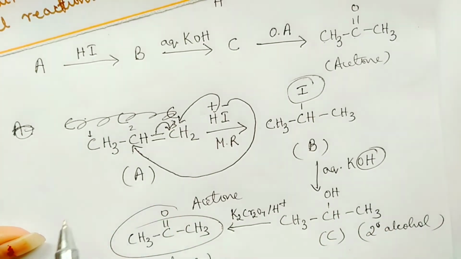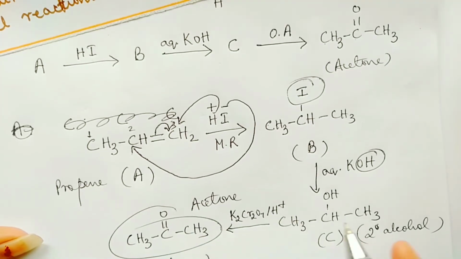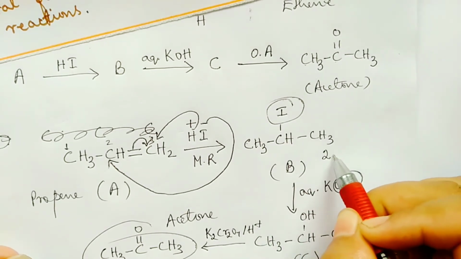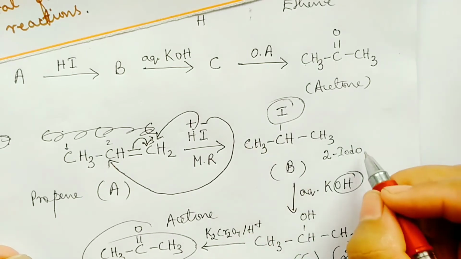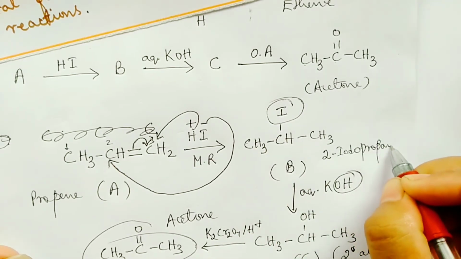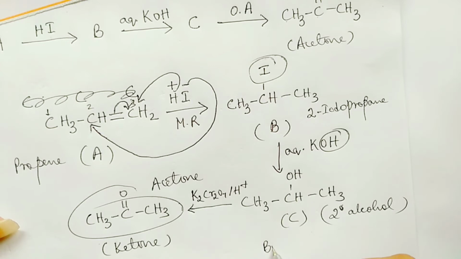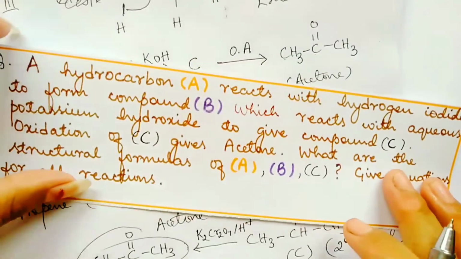Okay, so what is your A? Your A is propene, and then your B is 2-iodopropane. Okay, and then what about your C? Your C is 2-propanol. Sorry, 2-propanol, not butanol. Right? Done.